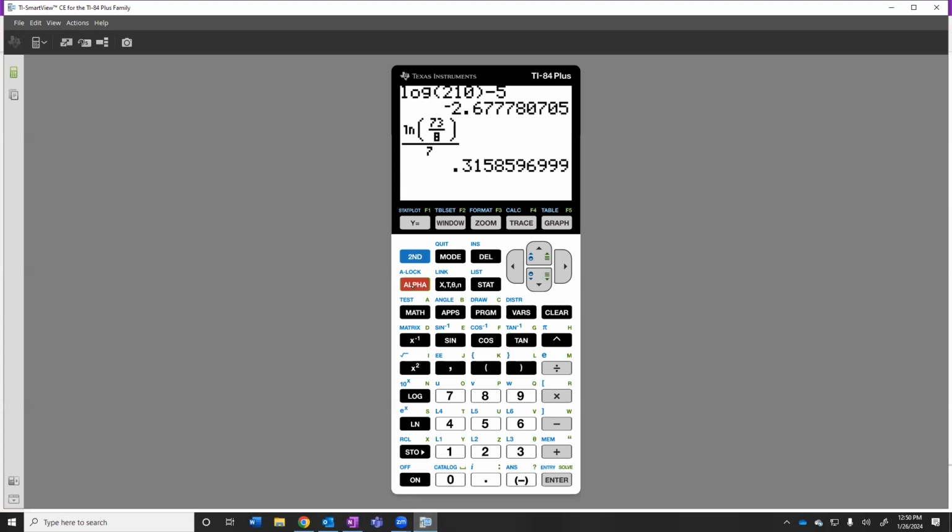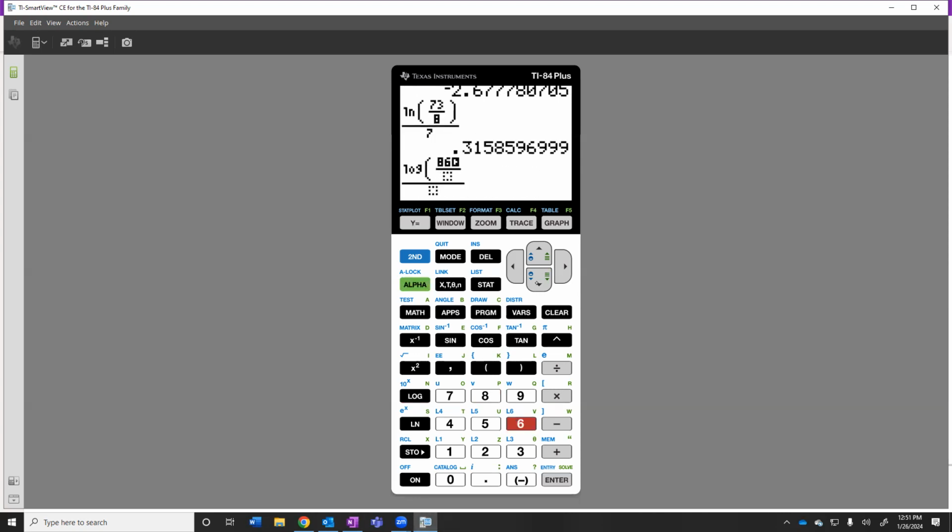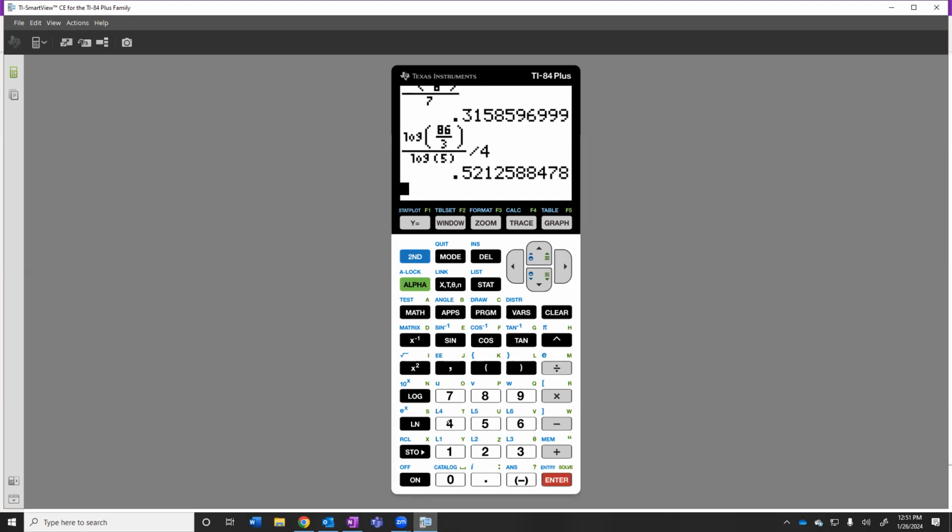What would it look like if you typed it all in the calculator at one time? I'll show you what it looks like before we get the fraction button. I'm going to hit log 86 over 3 on top, and log 5 on the bottom. And then out to the side, I'm going to hit divided by 4. That's one way to do it.